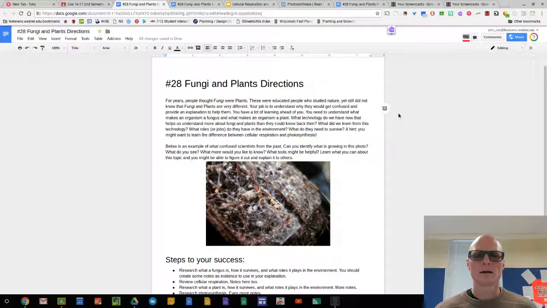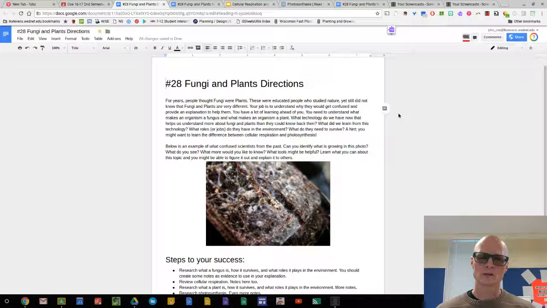For years, people thought fungi and plants were the same thing. Even some of our smartest scientists from years ago didn't have the information and the tools we have now to really investigate the differences between fungi and plants. And when you look more closely, they're actually more similar to you than they are a plant.